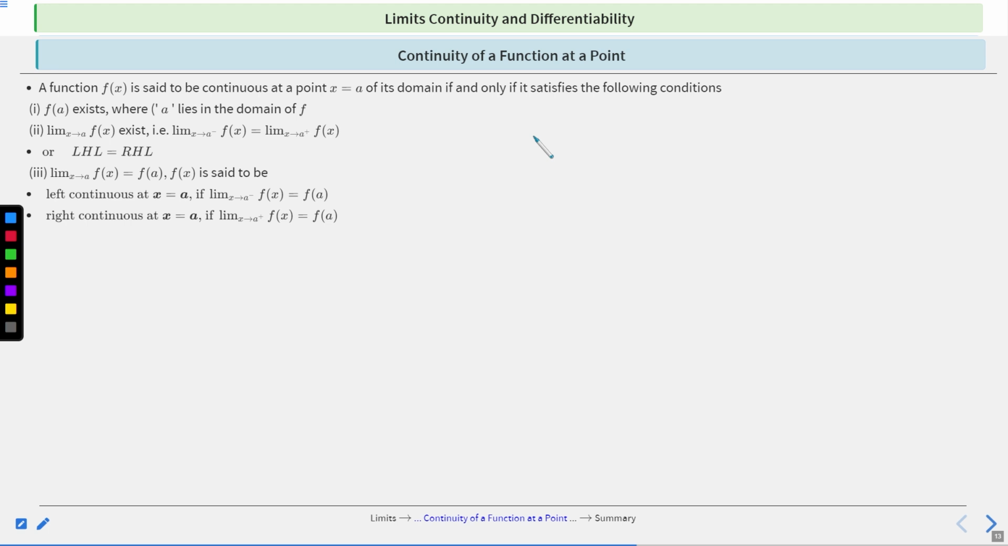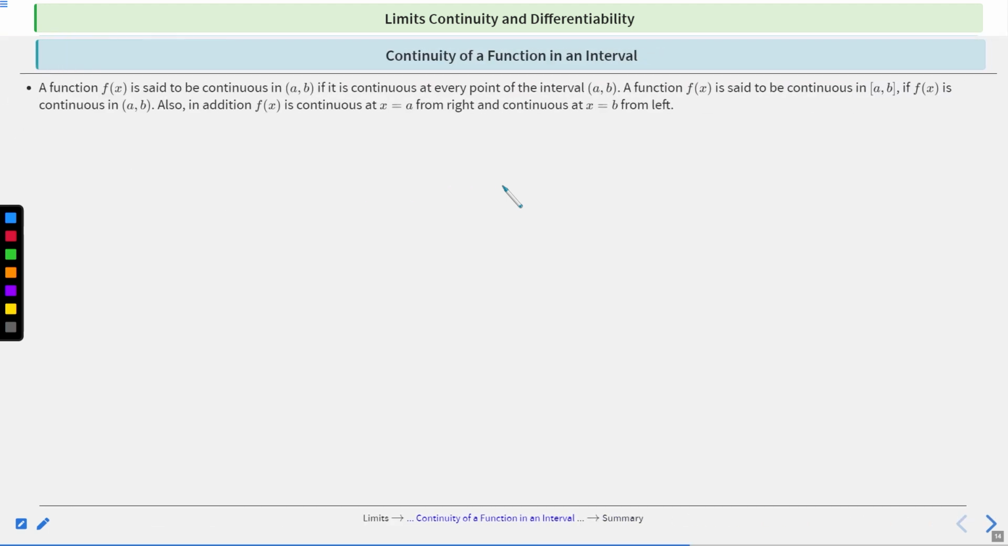f(x) is said to be left continuous at x = a if limit x tending to a⁻ f(x) is equal to f(a). Right continuous at x = a if limit x tending to a⁺ f(x) is equal to f(a), right? Next, a function f(x) is said to be continuous in (a, b) if it is continuous at every point in the interval (a, b). A function f(x) is said to be continuous in [a, b] if f(x) is continuous in (a, b), and in addition, f(x) is continuous at x = a from the right hand, and continuous at x = b from the left hand, right? So you have to remember these things.